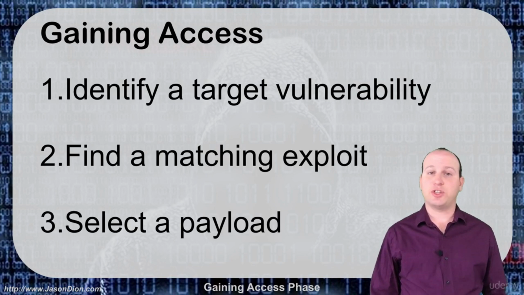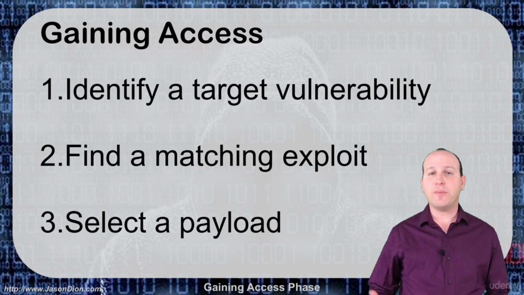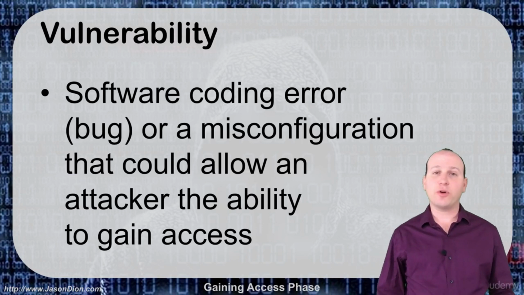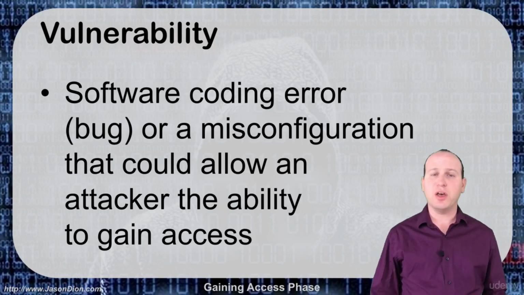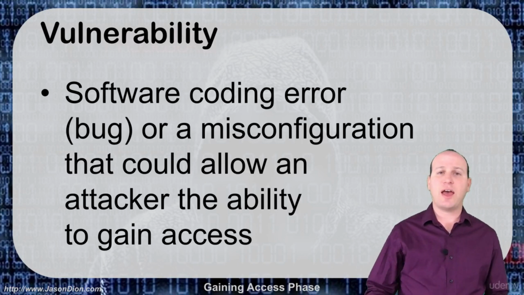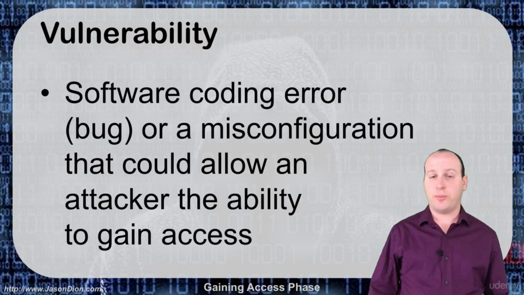Well, it's really just a 3-step process. We're going to identify the target with the vulnerability, we're going to find a matching exploit, and then we're going to select a payload. Now, what do those 3 things really mean? Well, a vulnerability is a software coding error, so it's usually a software bug. It could also be a misconfiguration of the software that allows us to gain access to the target operating system.